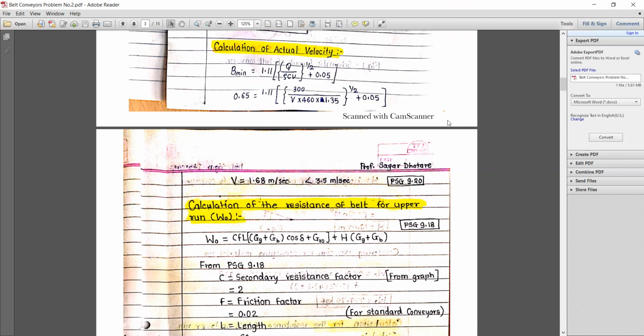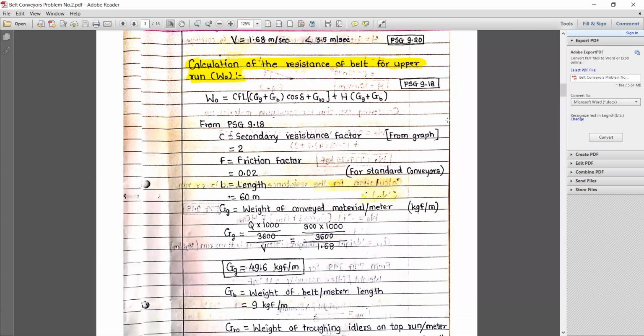But when we compare with the limestone application and the belt width of 650 mm, the maximum allowable velocity is 3.5 meter per second, and the calculated or actual velocity is 1.68. So our design is safe. You can refer to the PHE page number 9.20.